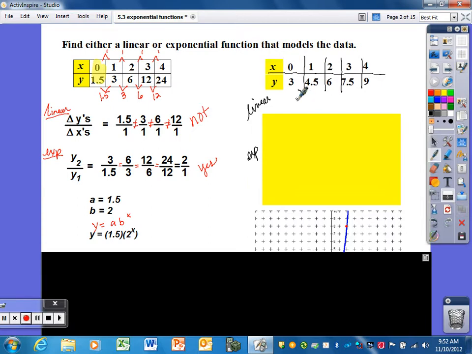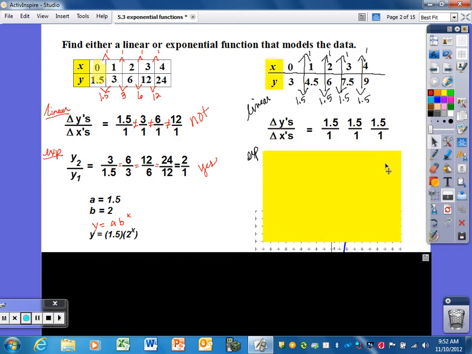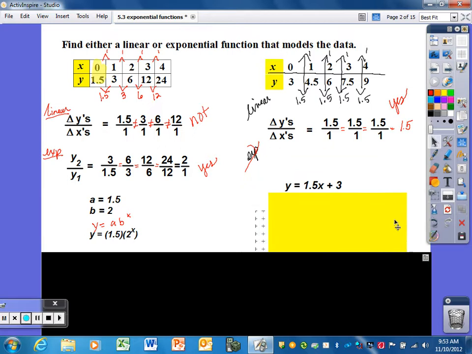This change is 1.5. 1.5. 1.5. 1.5. Change in x, 1, 1, 1, 1. So every time I have 1.5 over 1. Is that constant? Yes. I have a slope of 1.5. So it is a linear equation. I shouldn't even have to check exponential then. So linear is y equals mx plus b.